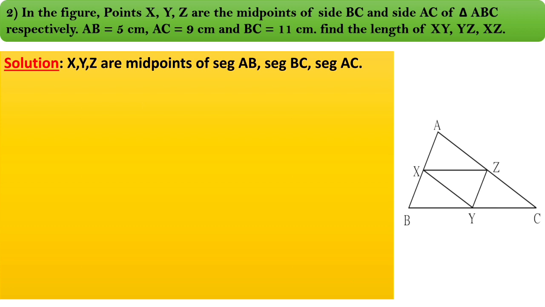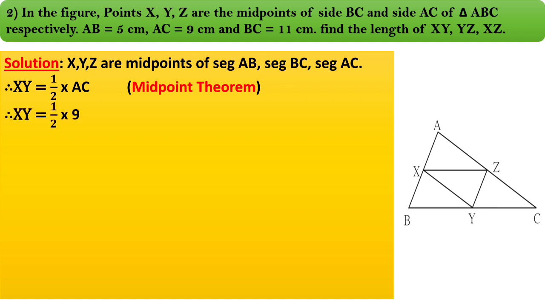So here first of all we will write the solution. X, Y, Z are the midpoints of segment AB, segment BC and segment AC. So we know that in the midpoint theorem, XY will be half of AC. By the midpoint theorem, AC value, what is it given? 9. So half into 9. Two nines are 18, 2 fours are 8, so 4.5. So XY value we got 4.5 centimeters.